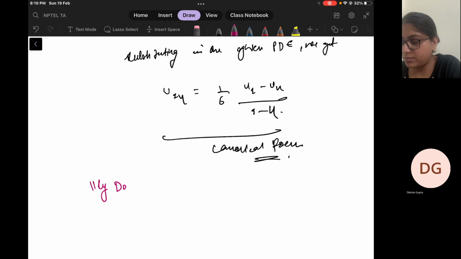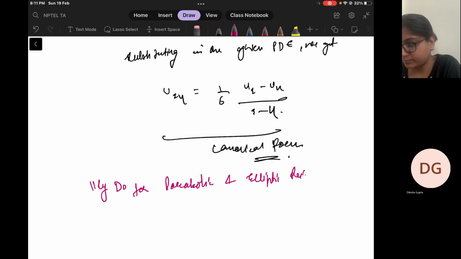Similarly, do it for the parabolic and elliptic regions. Okay, so I hope I'm clear on these canonical forms, how to calculate them, and I hope you'll be able to solve the assignment questions.